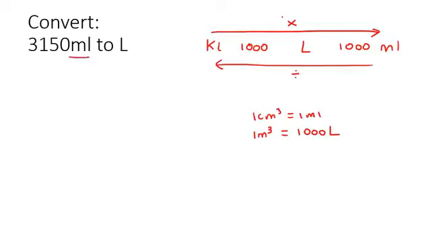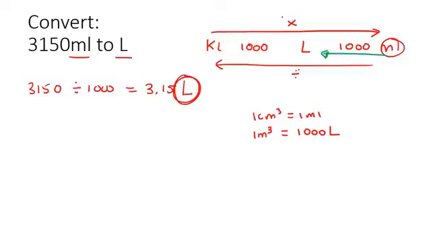Now we're going from milliliters to liters. So we're going from here, and we are going to go to there. Because we're going left, now we're going to divide. You see this arrow says if you go left, then you divide. So we're going to say 3,150 divide by 1,000, and that'll give us 3.15 liters. Don't forget to give the units, okay?